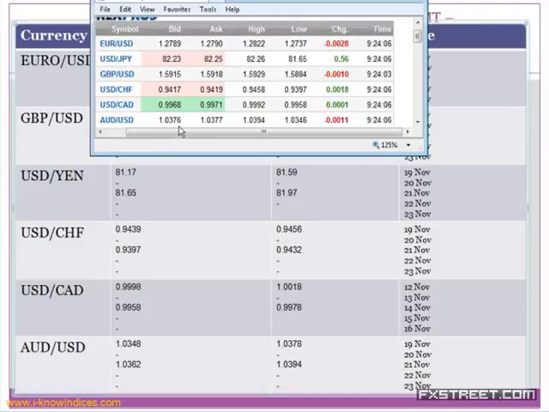In Australian dollar, 1.037675 is the current level, and 1.0346 was the initial low.